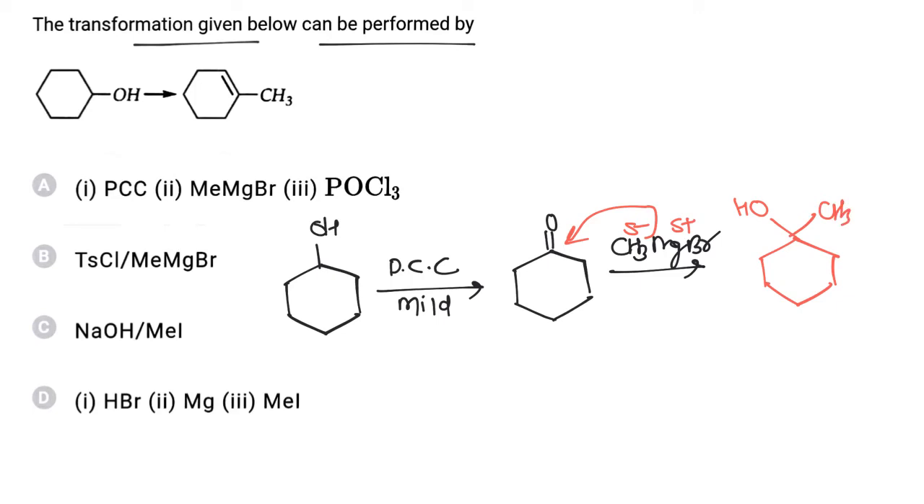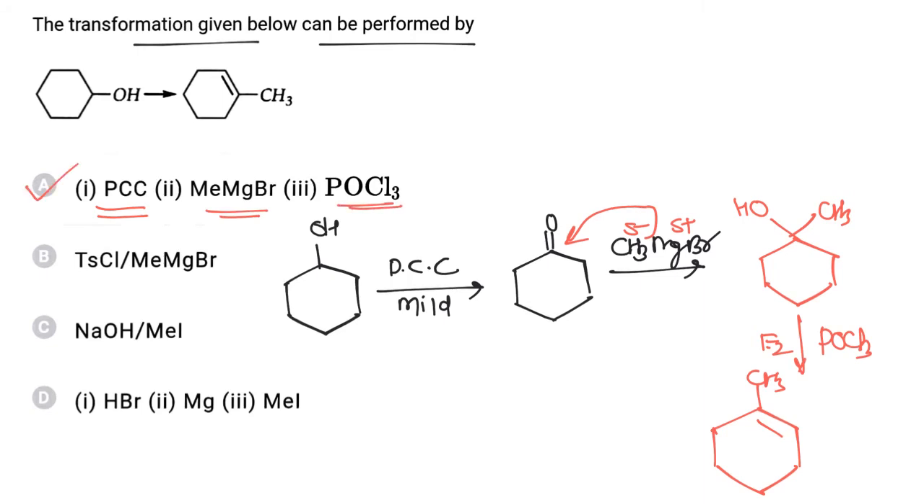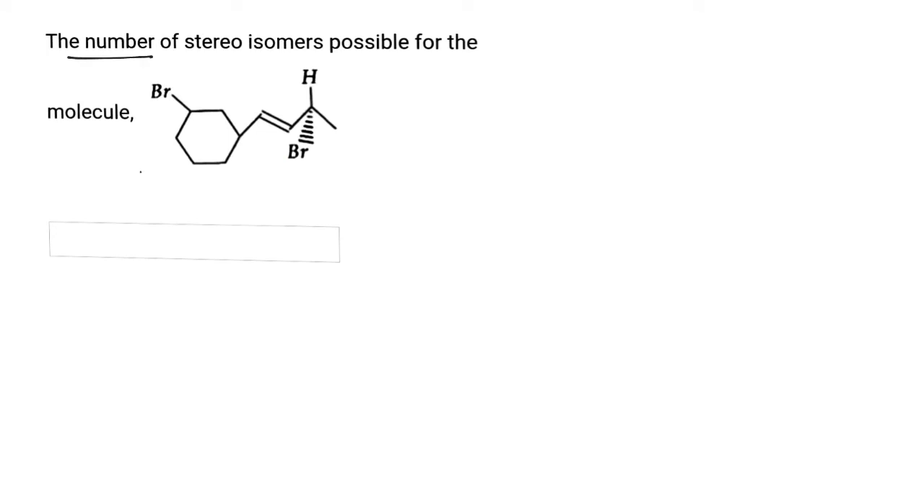Now this product on reacting with the dehydrating agent POCl3, E2 reaction will take place, and after E2 reaction it will be converted to an alkene. So this is the final product formed. So in the first step we have to use PCC, then Grignard reagent, and then POCl3, and hence the correct answer is A. In this question we have to find the number of stereoisomers possible for the molecule.